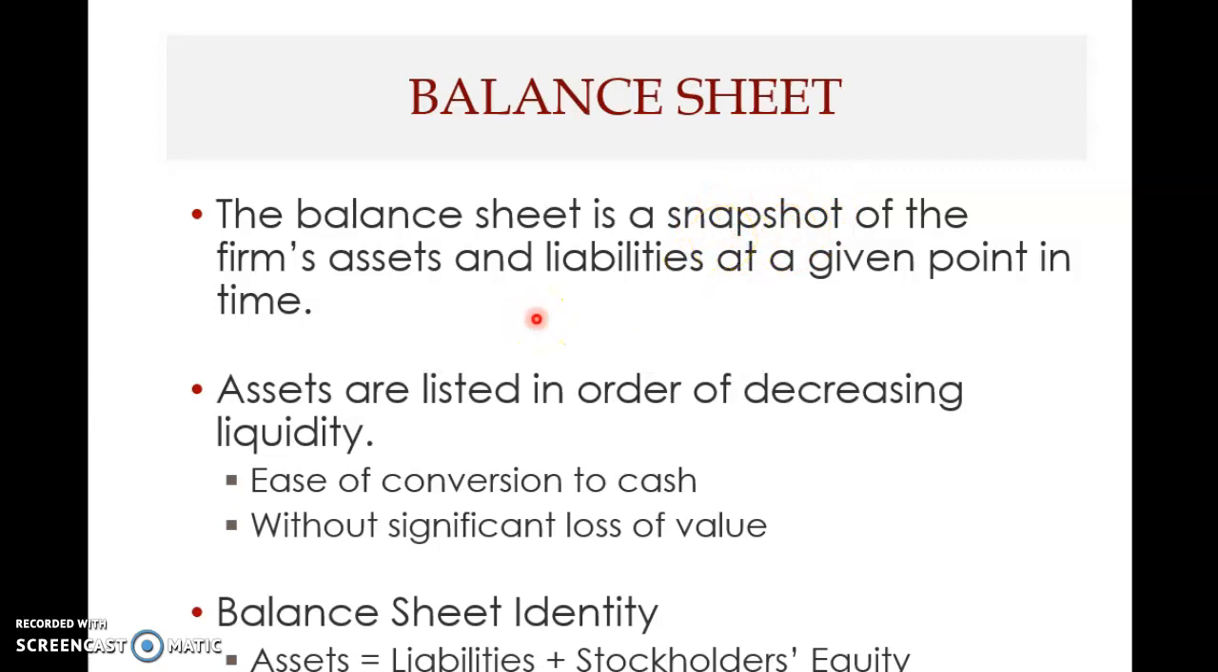Alright, now assets are listed in order of decreasing liquidity in the balance sheet. Now we come to the format of the balance sheet. How is the balance sheet structured? Before that, we look at what is meant by assets. Assets is what the firm owns. Remember, it's the firm's assets. So what are assets? Assets are anything that the firm owns. The firm has rights over those things. So these are called assets.